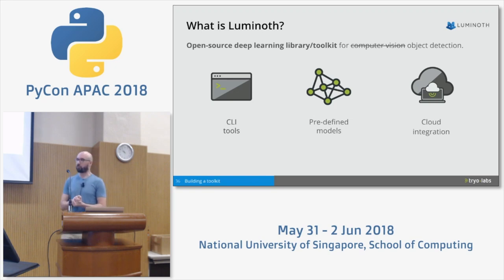So the thing that we noticed when we started this was that there were several implementations of this method, Faster R-CNN, but they were the implementations the authors did for publishing the paper, and that's it. So it was not really maintained. They didn't care about the quality of the code. They didn't care about testing. So we tried to fix that.